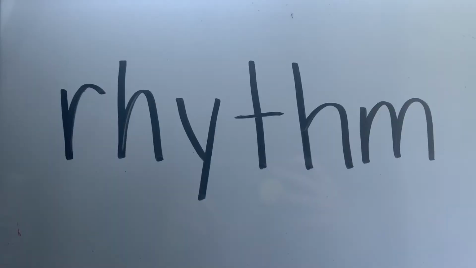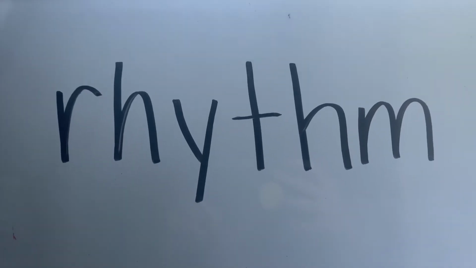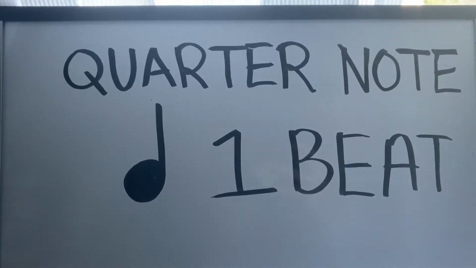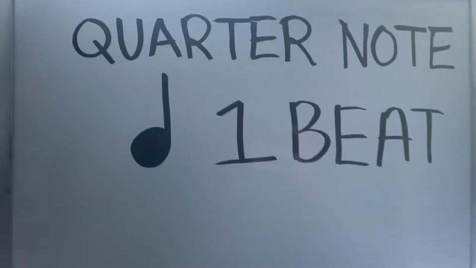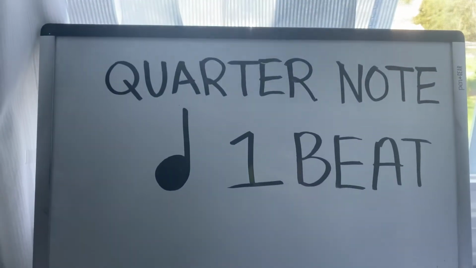An important term to remember is rhythm, and that's the pattern in music. First of all, it's important to know all the different notes that go into rhythm. This is a quarter note. It's filled in with a circle and it has a line coming from it. This note is one beat.